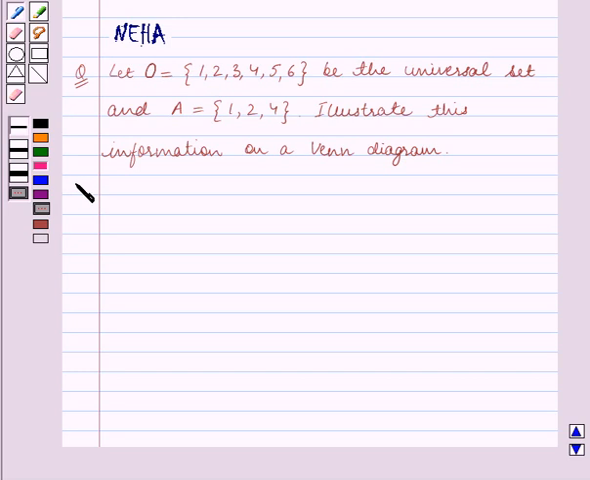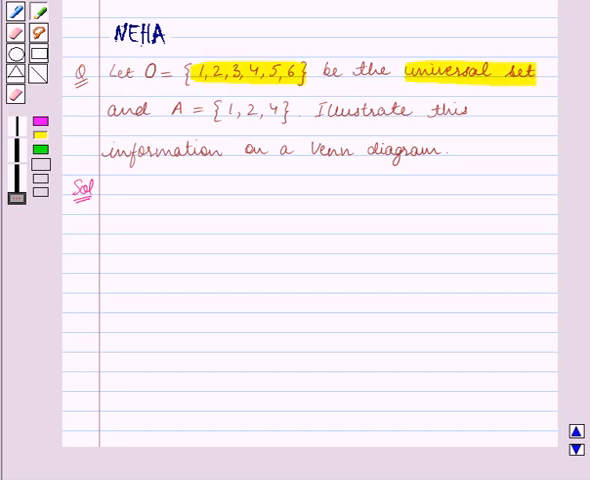Let's start the solution now. We are given that O, which is equal to the set containing the elements 1, 2, 3, 4, 5, 6, is the universal set, and A, which is equal to the set containing the elements 1, 2, 4. We have to draw a Venn diagram for these two sets.